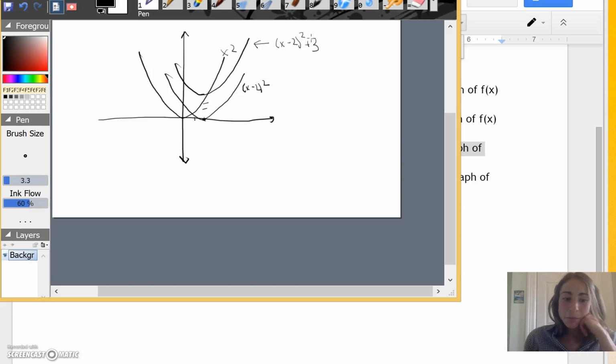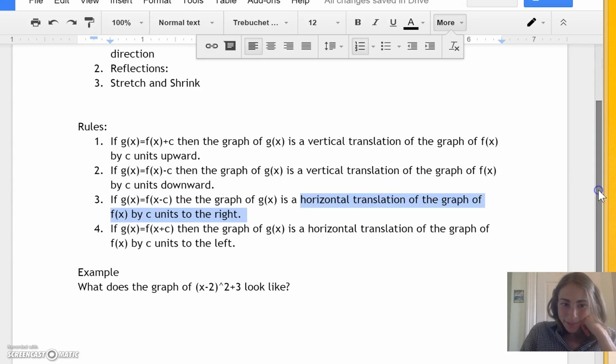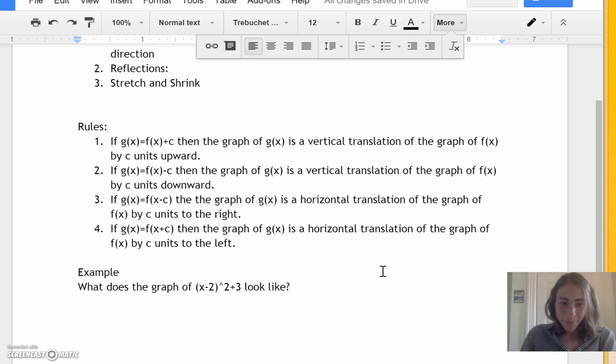I'll make a video with even more examples of these later, but hopefully this example helps you to understand what's going on. And let's get one more shot of the rules, in case you want to write that down. Good luck on the problems.